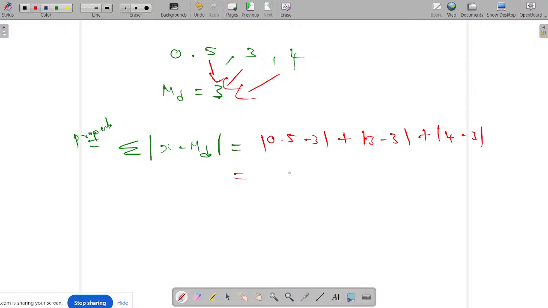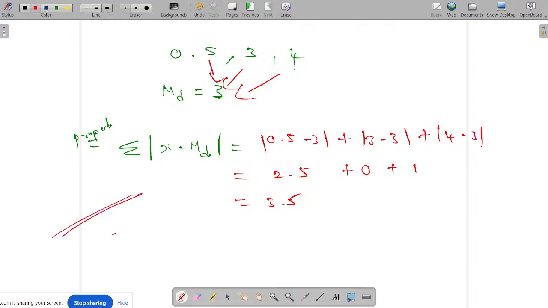0.5 minus 3 is minus 2.5. I need to remove the sign for absolute deviation, so this is positive 2.5. Is it clear? 3 minus 3 is 0. 4 minus 3 is positive 1. So what's the value? 3.5. What does the property say? This will be minimum, which means to check whether this value is minimum, I have to compare with some other value. So let me do the working for the same thing.